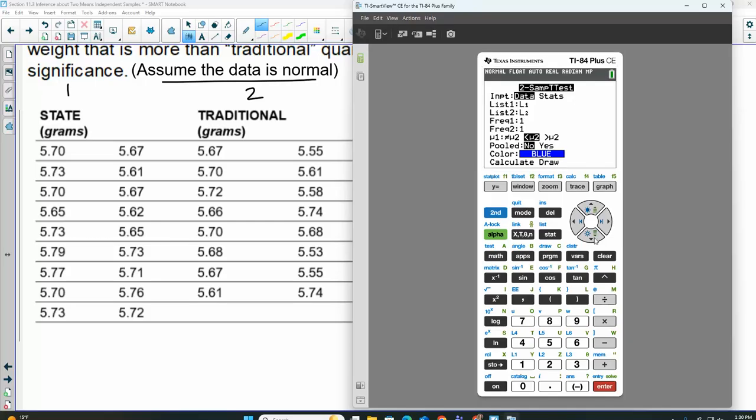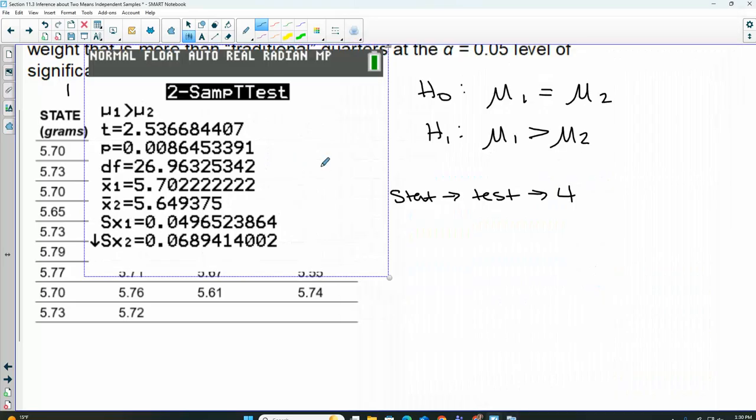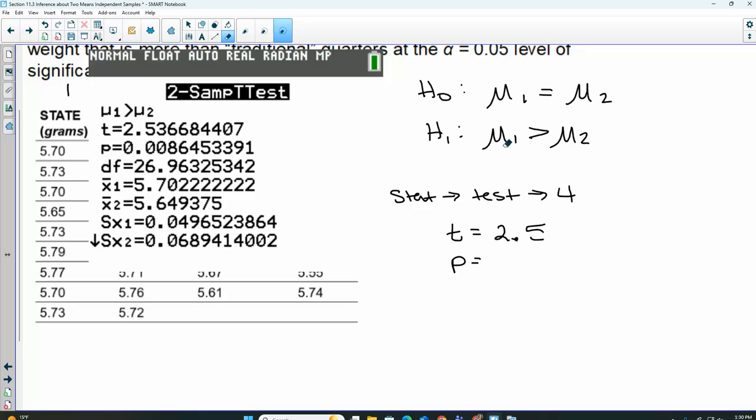Frequency should be at 1. We were testing greater than. Pooled, don't worry about that, it just needs to be set on no, we're not going to change that. And then calculate. Okay, so what I'd like for you to write down after this is your T and your P. So your T is 2.5367.